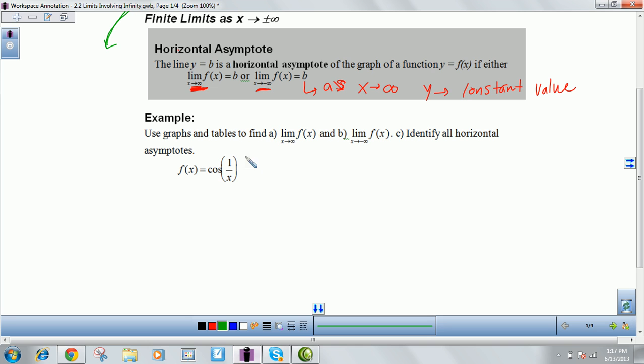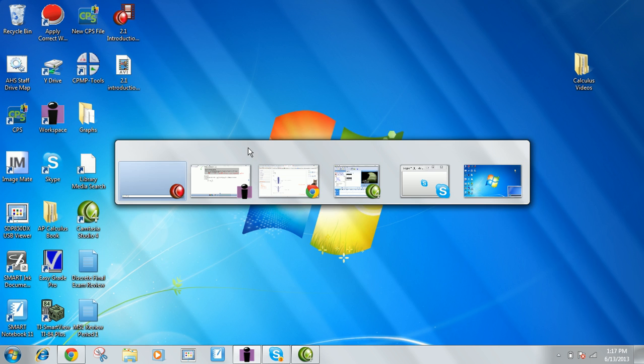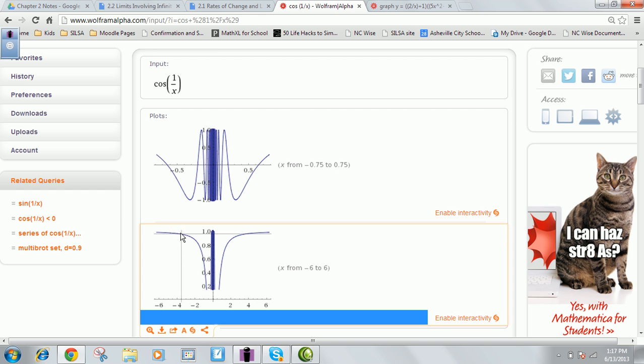Okay, if you graphed it, your graph should look something like this. Whatever it looks like, you could also look at the table of values, plug in really large numbers for x, really small numbers for x. If you need help doing that, just ask me in class, because that's pretty important to be able to find those horizontal asymptotes algebraically and using tables.